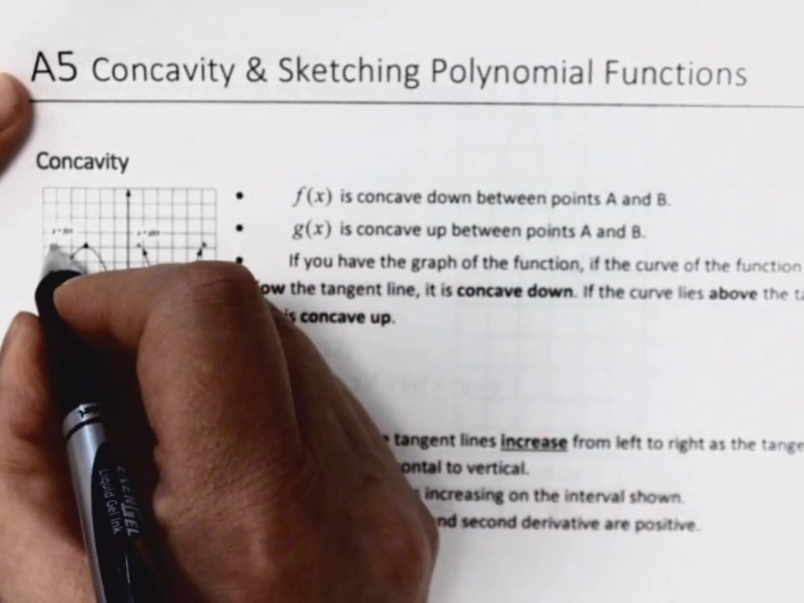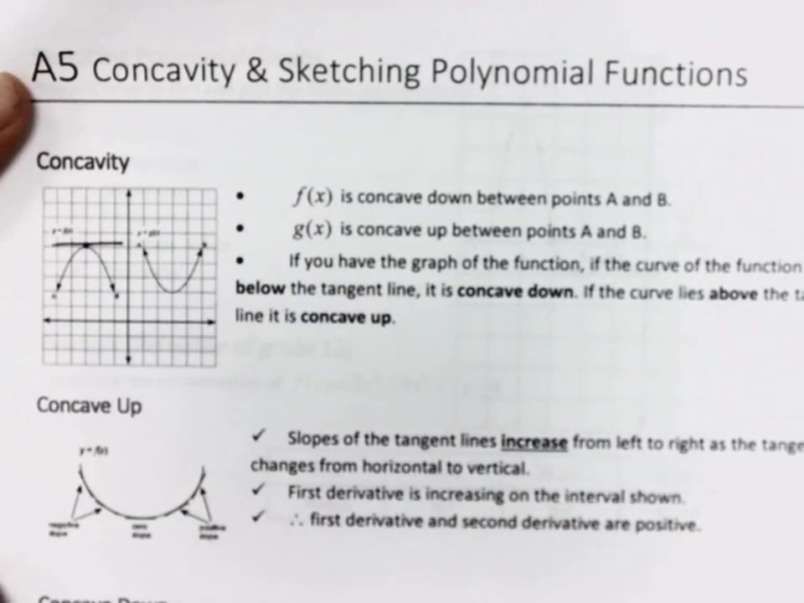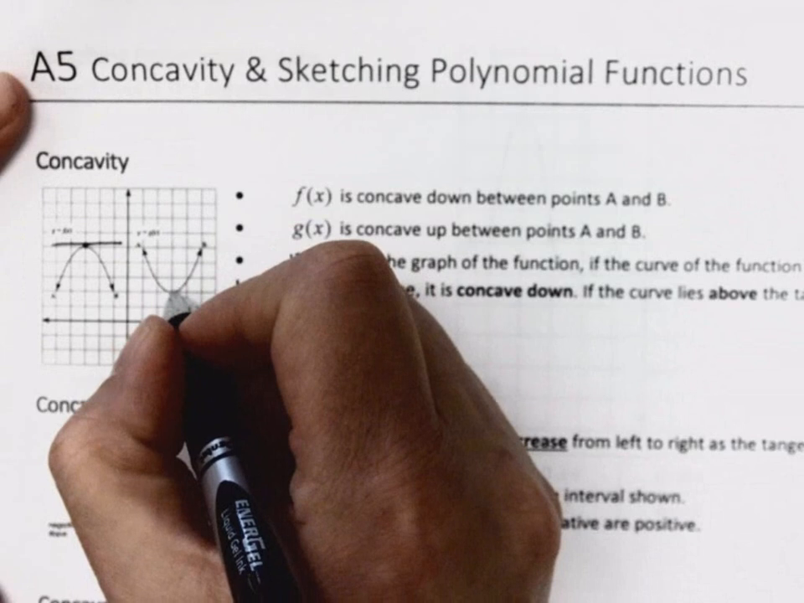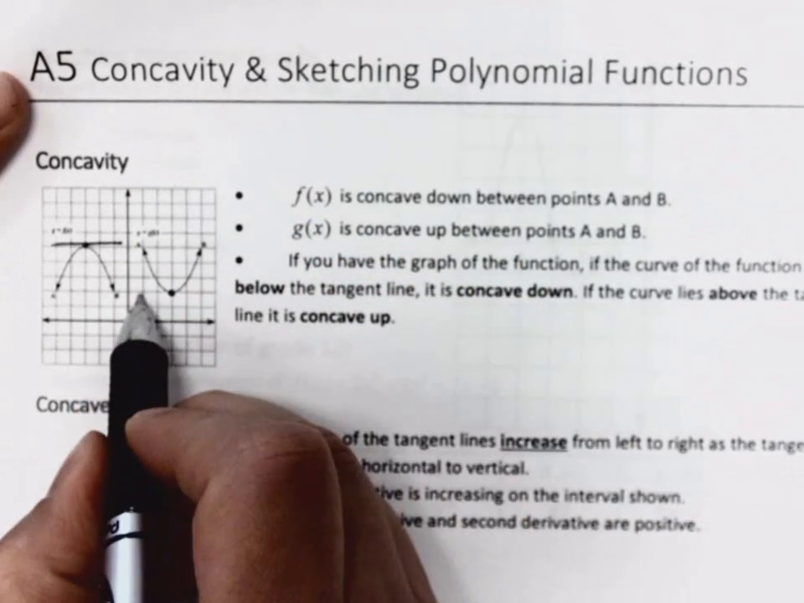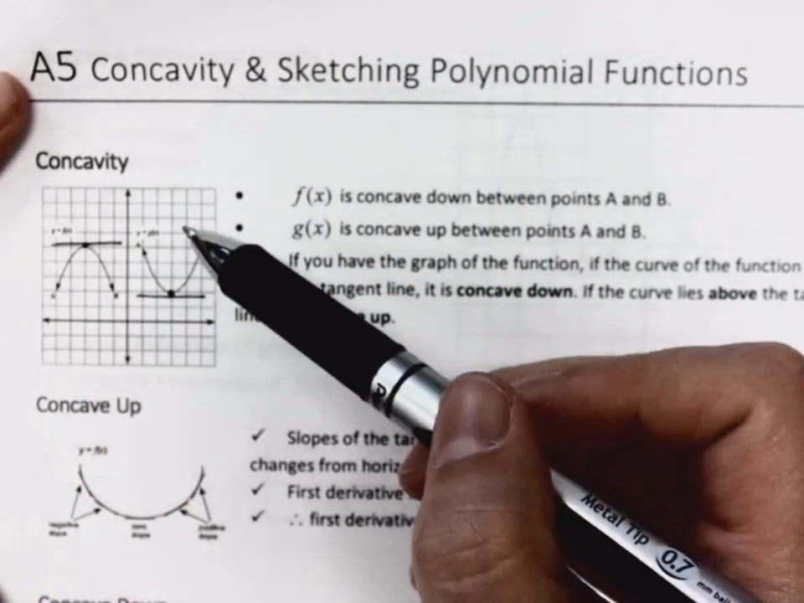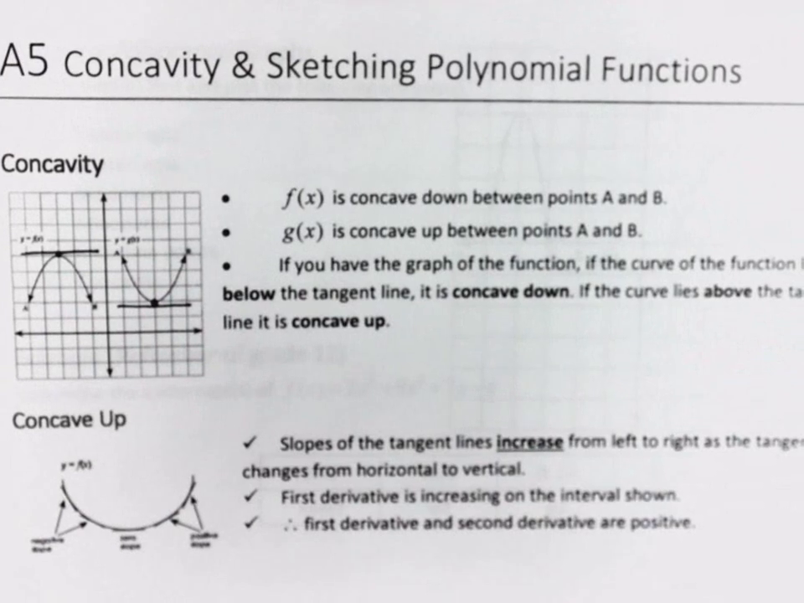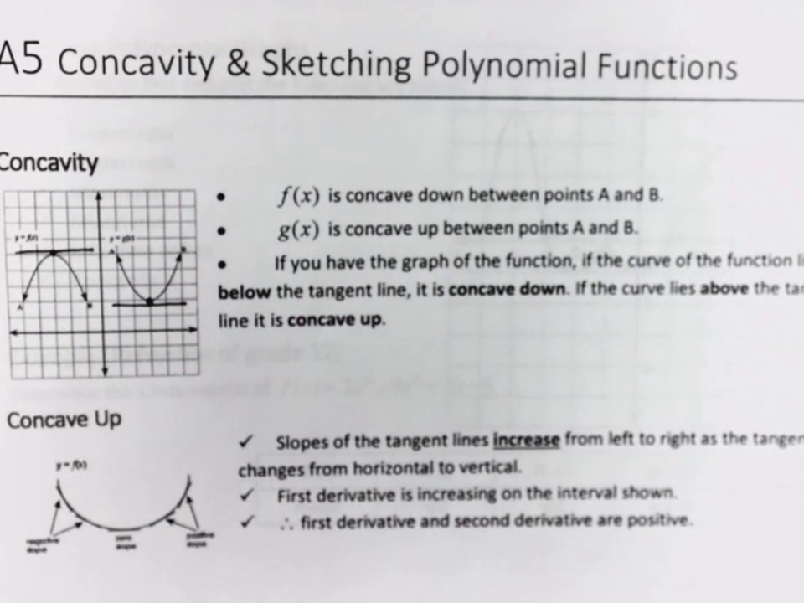It would be here, right? And we'd be looking for that line. So if it's under the tangent line, we say it's concave down. My tangent line would be here on this one. If it's above the tangent line, then it would be concave up.